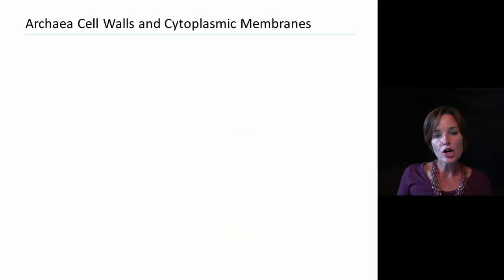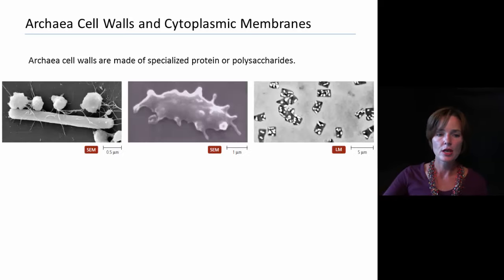If we talk some about the archaea cells and their cytoplasmic membranes, their composition is a little different from what we find in bacteria. Archaea cell walls are going to be made up of specialized proteins or specialized polysaccharides, and that causes the shapes of the cells to be different from what we saw with the bacterial cells. So here you see just some of the variety that we have. We have even some that are more cube-like or box-like, which is the third picture here.